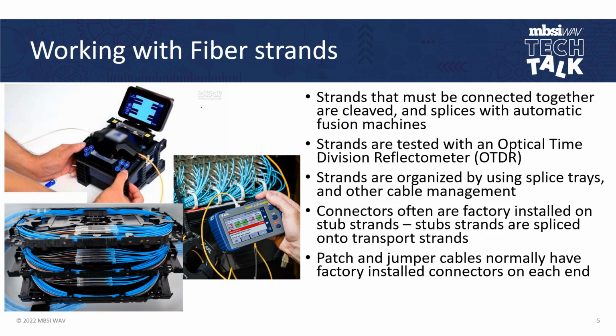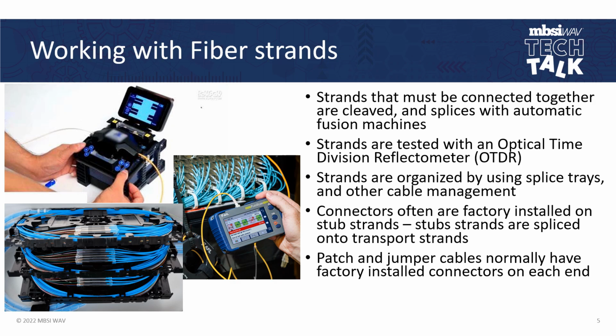When we work with the fiber strands that are connected together, the act of cutting them straight is called cleaving, and splices are done with automatic fusion machines. The fusion machine will have the cleaver on board. You cleave the cable, and then slide the two strands into either side of the machine, and the fusion splicer will line them up.